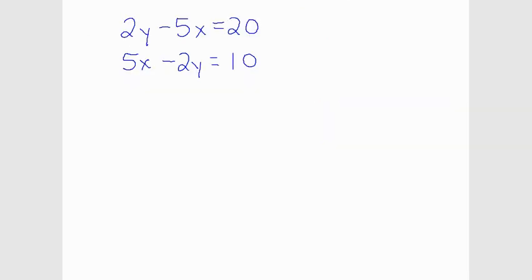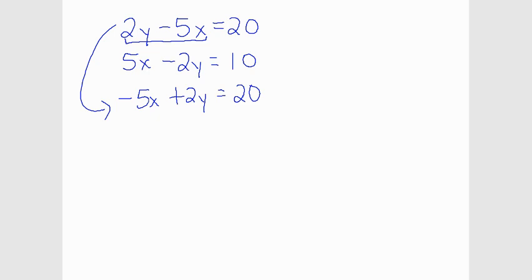All right, for the next one, I got 2 in standard form, but not quite in standard form because, remember, standard form, the x comes first. This one, the y comes first. Well, that's not a big deal. Let's just bring that down here and rewrite. I got negative 5x plus 2y equals 20.